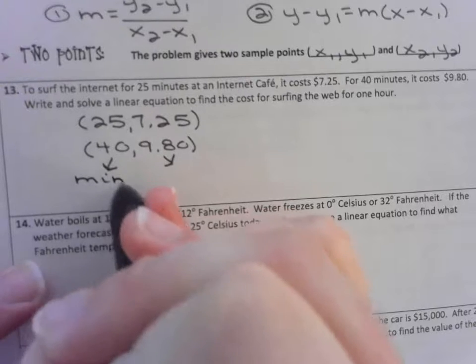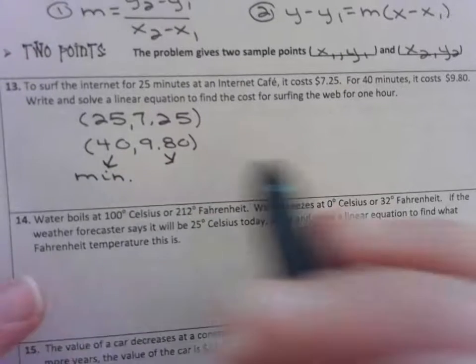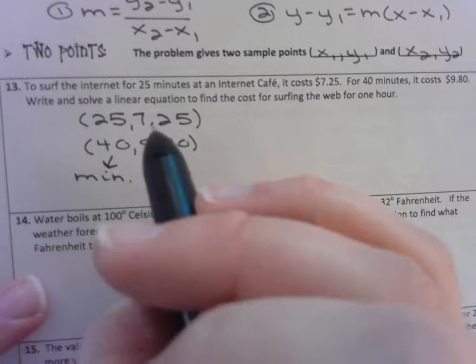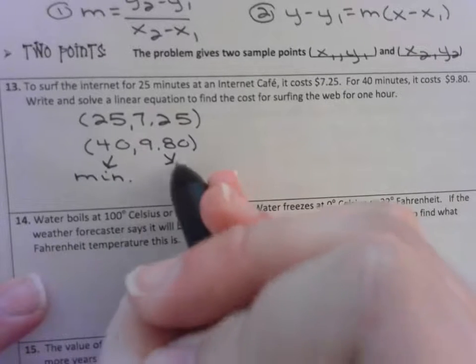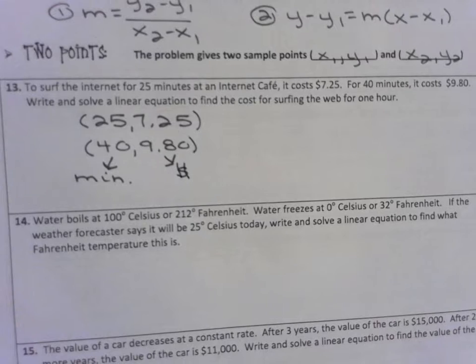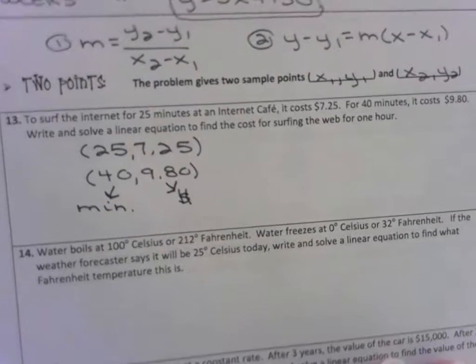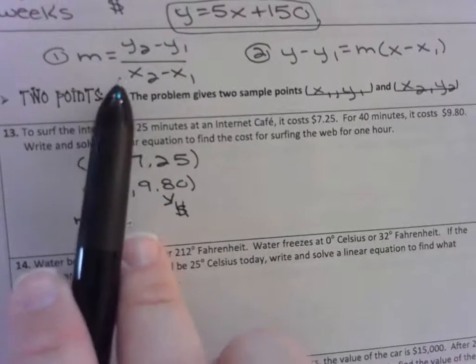Minutes, so I want you to label it like this so you know what to plug in at the end. 9.80 and 7.25 represent money. So you don't have to label each ordered pair, you can just put them on top of each other and label one of them. I gave you two ordered pairs, so we're going to have to find the slope first using the slope formula.